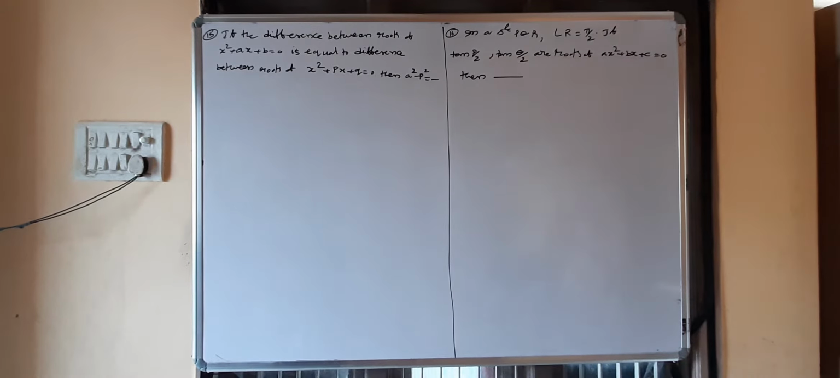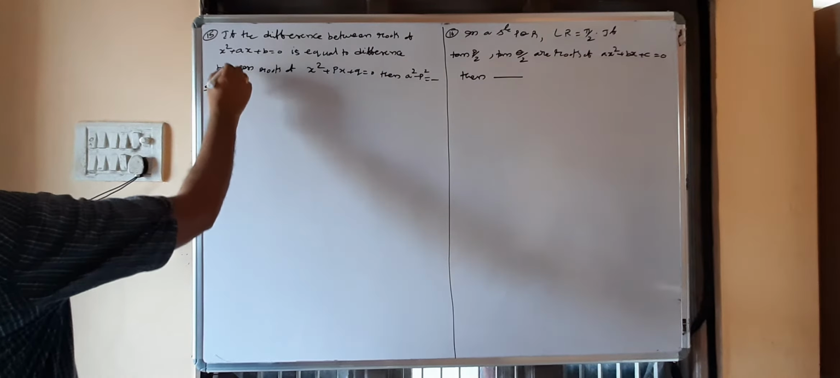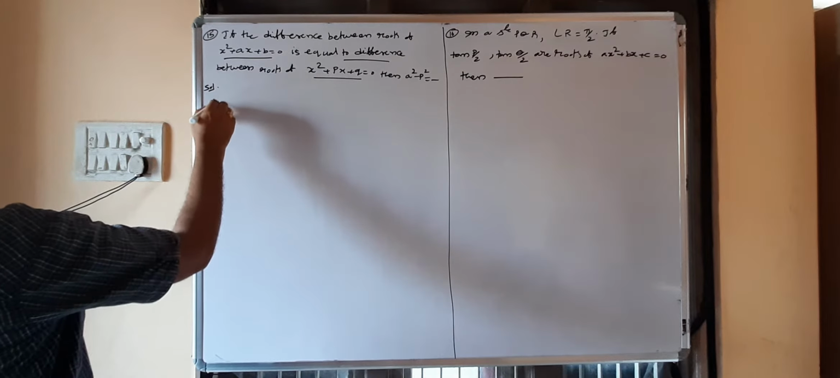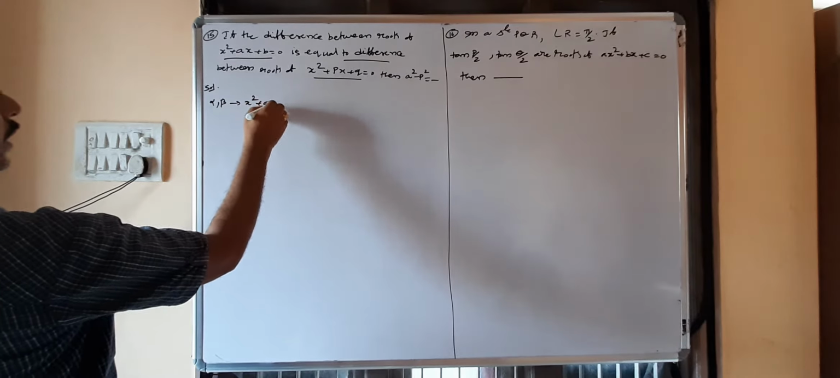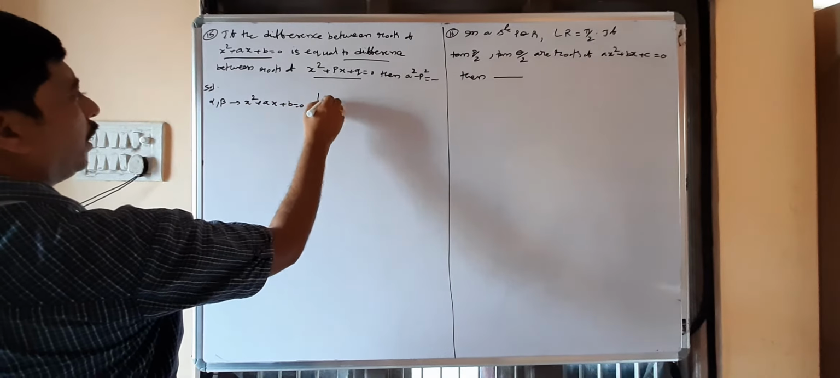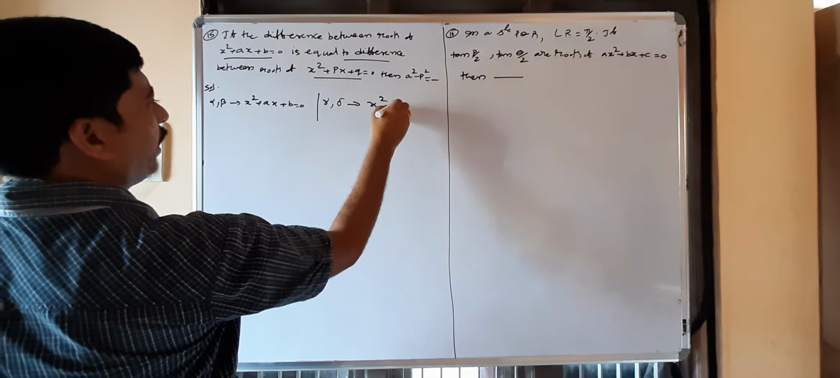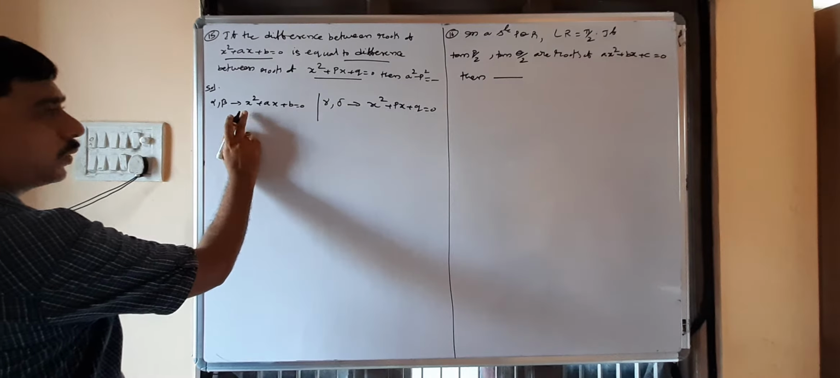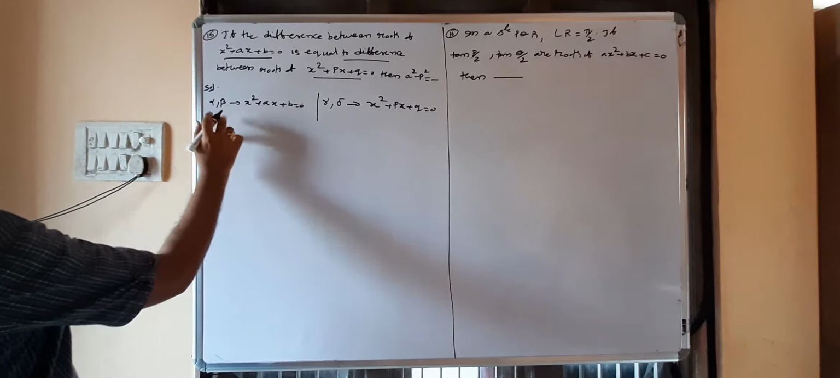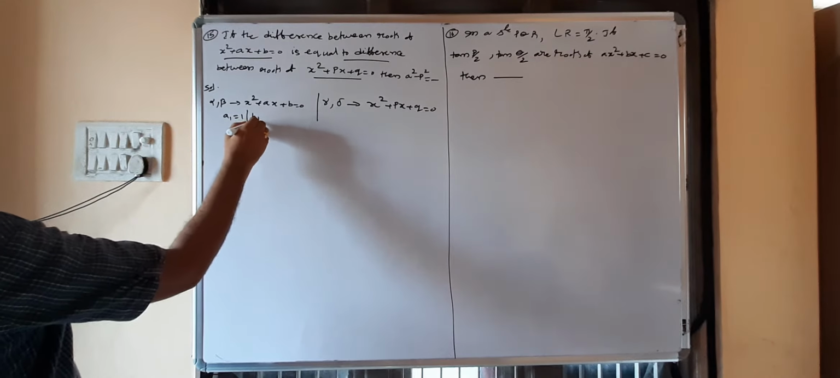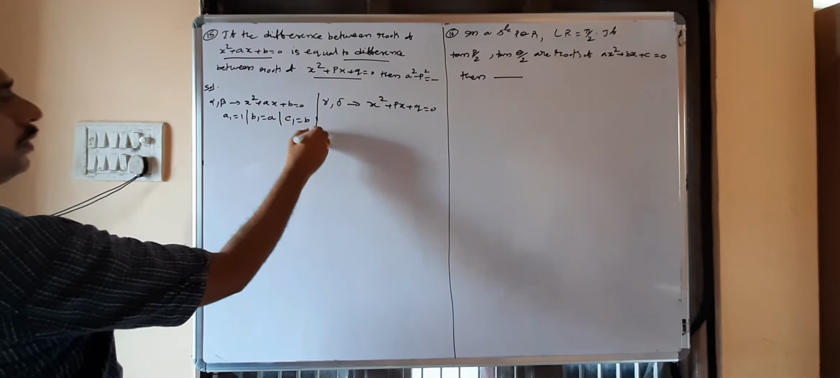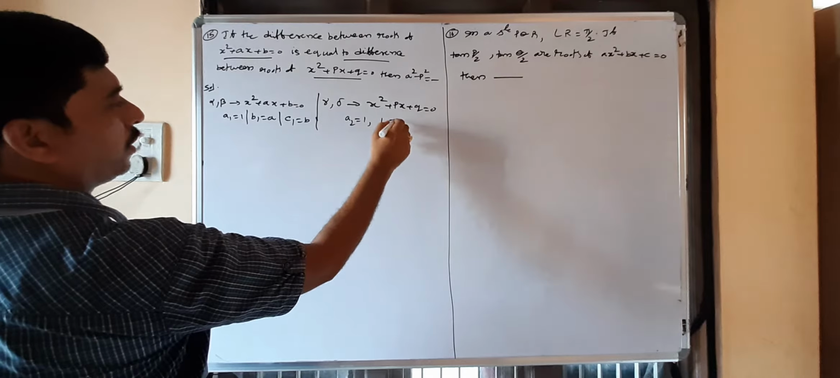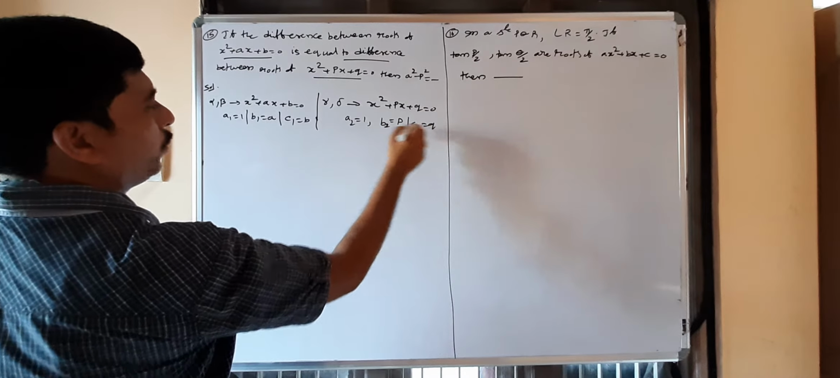Coming to the next question. If the difference between the two roots of the equation is equal to the difference between the other two roots of the equation. See, alpha, beta are the roots of the first equation, x square plus ax plus b. Gamma, delta are the roots of x square plus px plus q. Two equations are given. So the first equation I will compare to a1 x square plus b1 x plus c1. Coefficient of x square a1 equal to 1, b1 is a, c1 is b. In this equation, the coefficient of x square I will take as a2 is 1, b2 I will take as the coefficient of x, p, and c2 I will take as q.